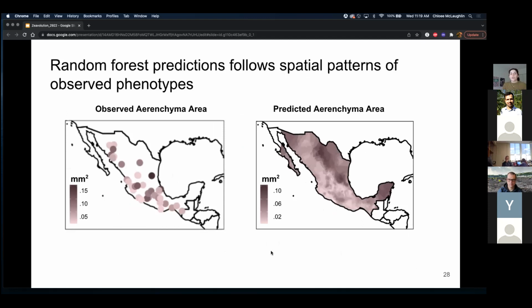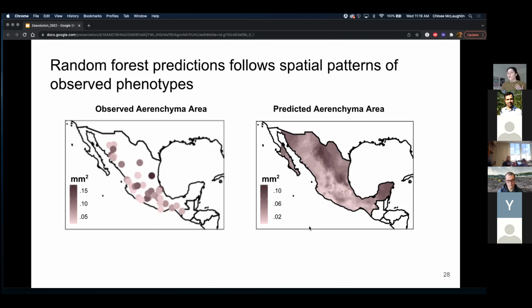And what we see is that our random forest model predictions actually do follow the spatial patterns that are present in our observed phenotypic data set. Just to point out a couple of important features: parenchyma area is observed to be lower in coastal regions, and our model is also predicting that coastal regions should have lower parenchyma area, whereas more drought-limited areas and highland areas are predicted to have higher parenchyma area.